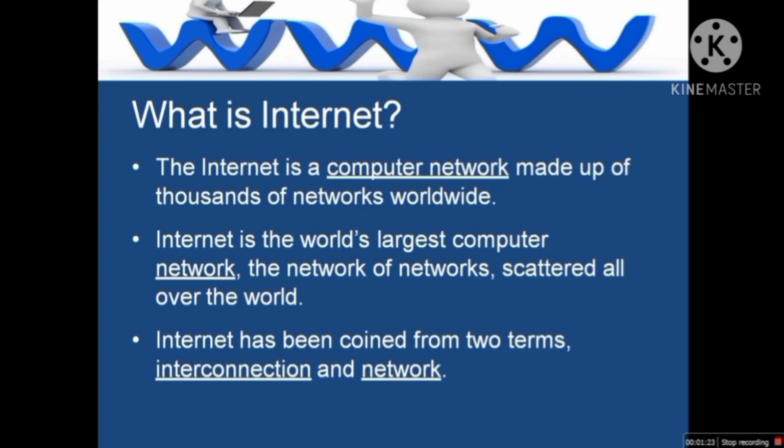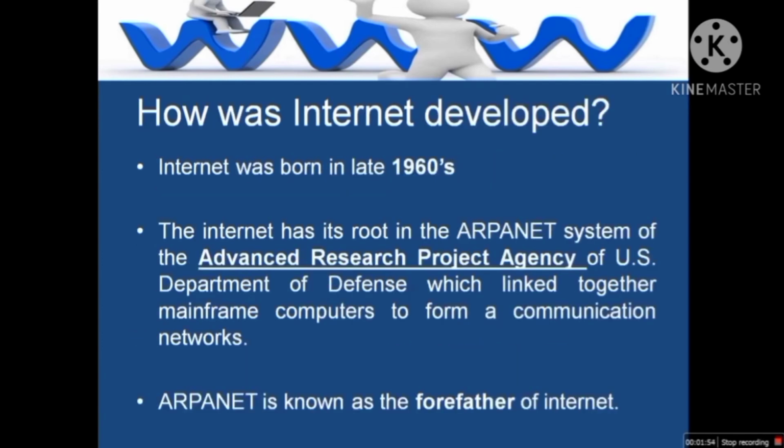Or we can also say that it has been coined from two terms, interconnection and network. It means it is a large network which connects the various smaller networks of computers that are spread across the world. So we can also say that the internet provides us connectivity to millions of computers which are further connected in smaller networks. Hope you all are clear with the definition of the internet. Now the next is how the internet developed.